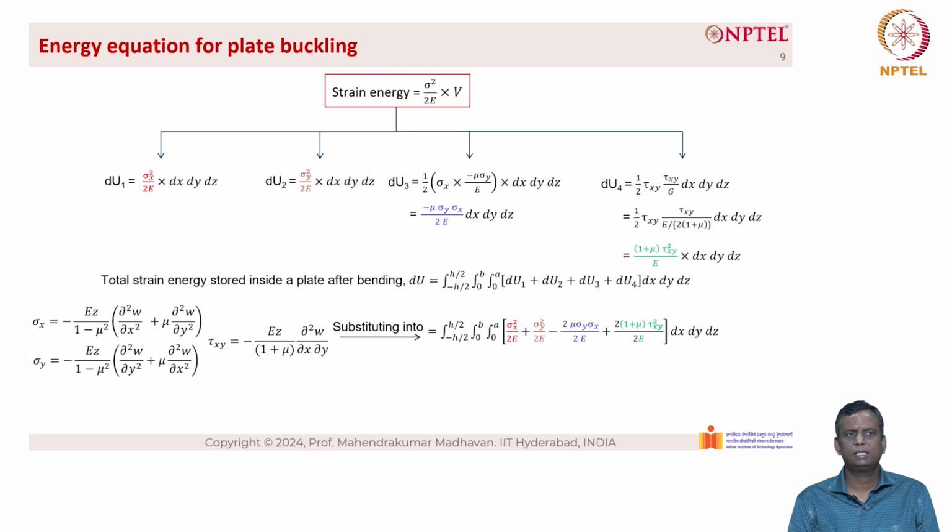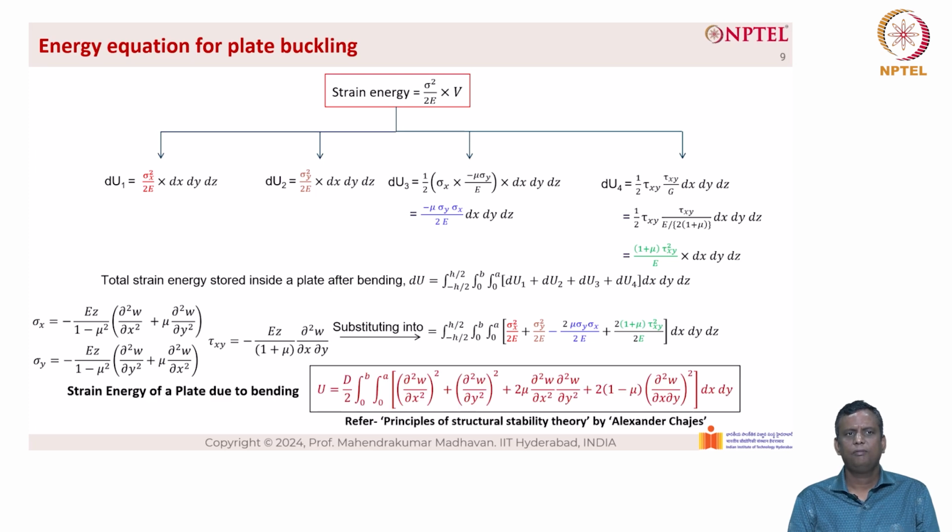We also know that sigma x equals minus Ez divided by 1 minus mu square into dou square w by dou x square plus mu into dou square w by dou y square. Similarly for sigma y and tau xy. So we can substitute all those values into the integral that is shown on the right hand side. We get the strain energy of the plate due to bending, which is given as U equal to D by 2 into the integral from 0 to B, 0 to A, of dou square w by dou x square the whole square plus dou square w by dou y square the whole square plus 2 mu into dou square w by dou x square into dou square w by dou y square plus 2 into 1 minus mu into dou square w by dou x dou y the whole square dx, dy. And this derivation can be obtained from Principles of Structural Stability Theory by Alexander Chajes. It is a very classic textbook.